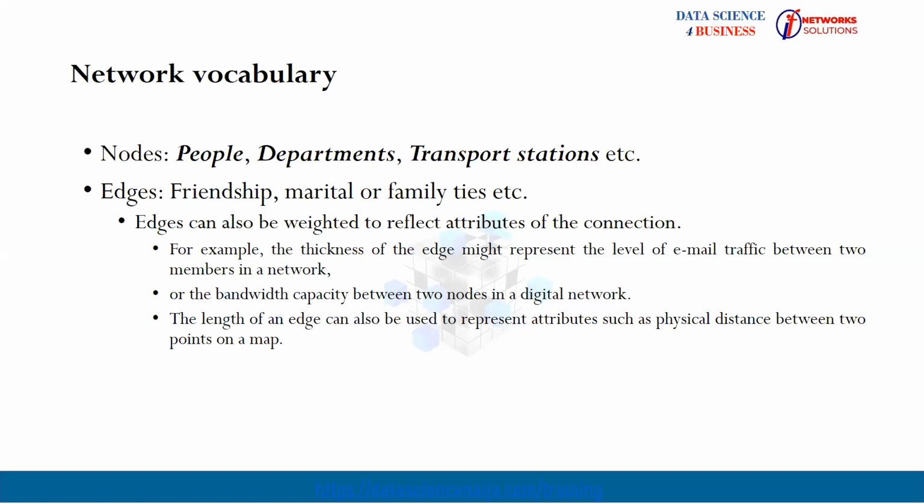For example, if you have an email network of people in a particular organization, the number of emails going back and forth between two different nodes can be represented by the thickness of the link between them. So that's a way to reflect the weight of the edges.